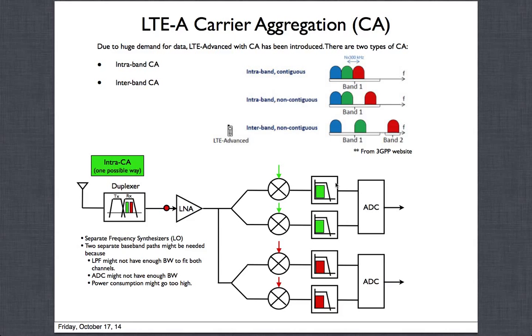And if the filter is wider, many of the interferers could come in band, because now you widen the filter bandwidth to accommodate both the green and the red. They might come in band and it will cause saturation problems for the ADC. You could have a whole lot of other problems. Power will go up. ADC, can it support such a wide bandwidth?